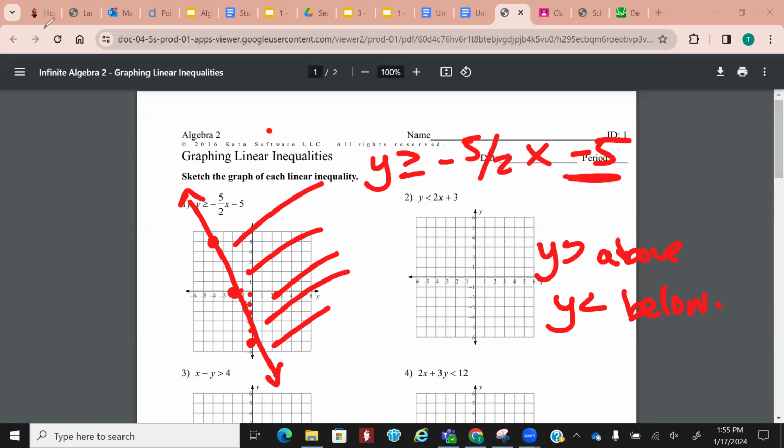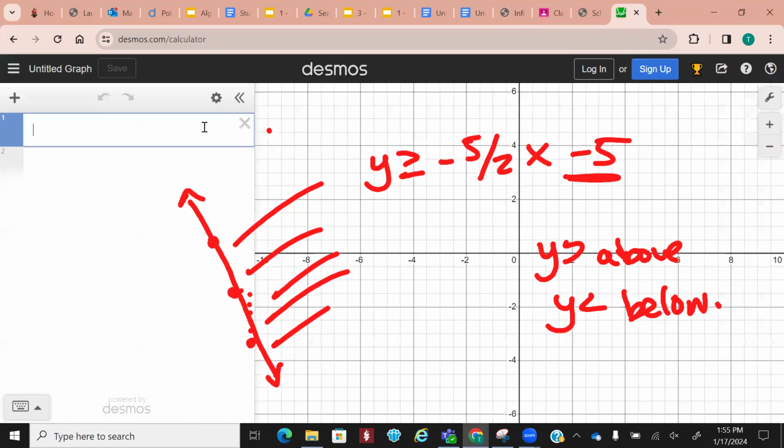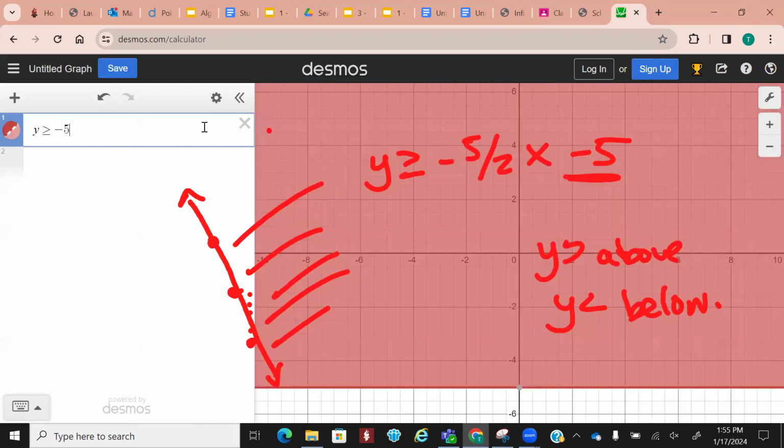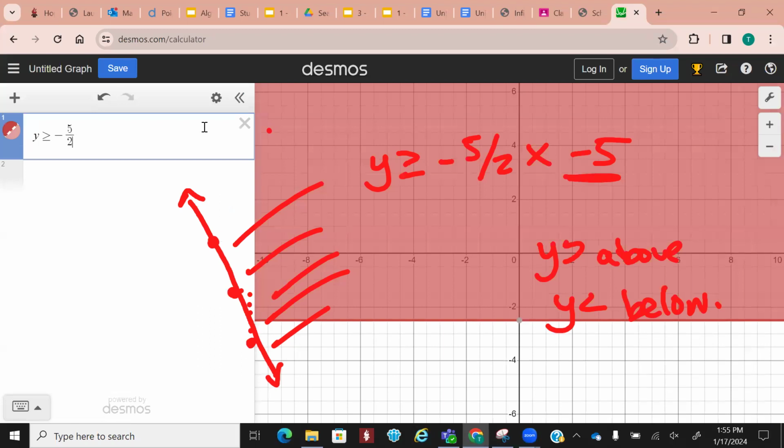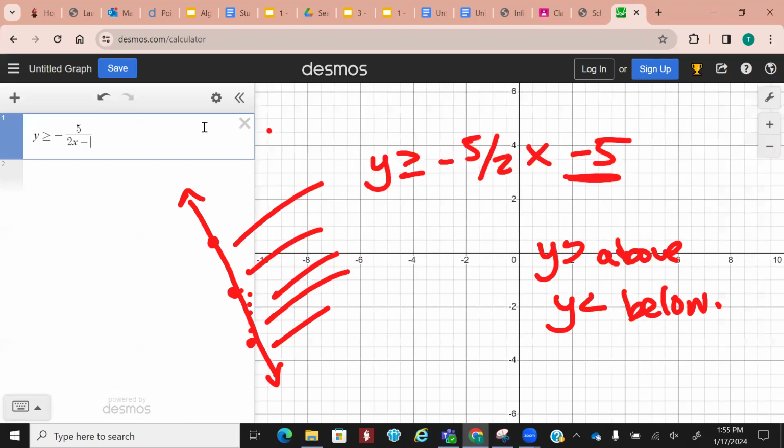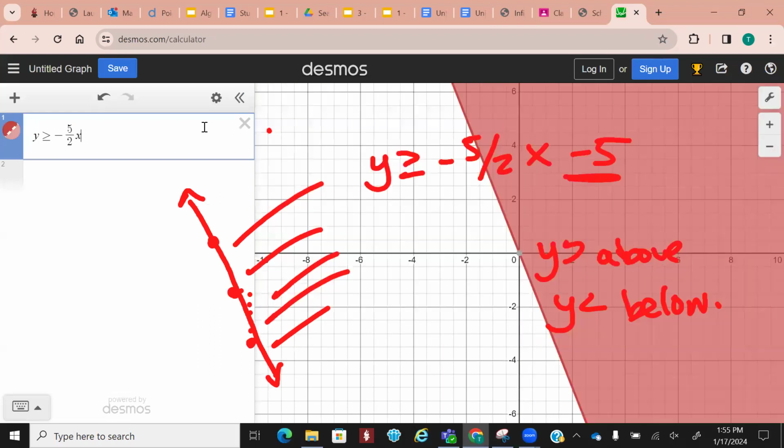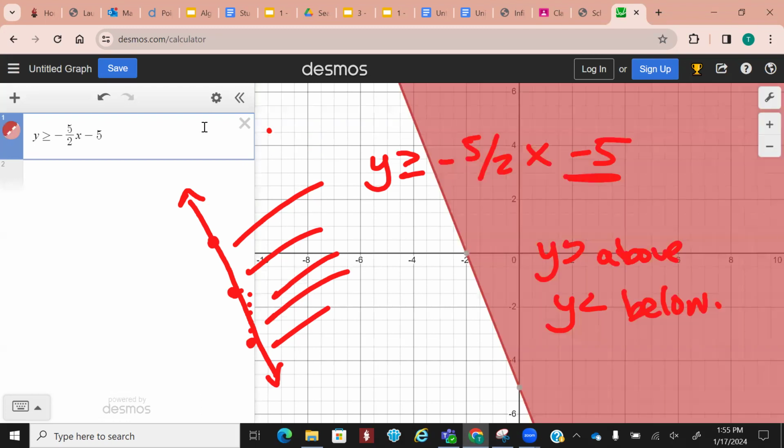Okay, and again, I'm going to check this using Desmos. I'm going to come in here and say y is greater than or equal to -5/2 x minus 5. And look at that. That's exactly what we got. Now, they didn't draw the straight lines. They shaded it in completely.